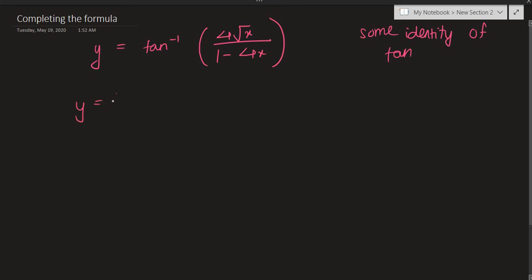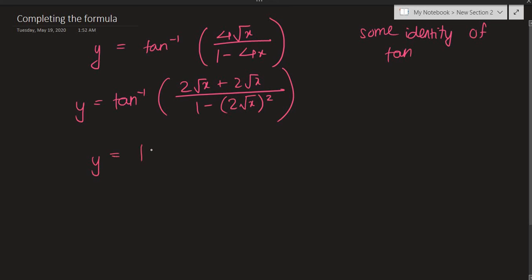So let's just rewrite this thing. We have the tan inverse of, well, what's 4 times the square root of x? It's 2 times 2 times the square root of x. We have 1 minus 2 times square root of x, the whole thing squared, right? Because that's exactly what 4x is. When we square this, we have 4 times square root of x squared, which is x, so 4x. So we can write this as the inverse tangent of 2 times 2 root x divided by 1 minus 2 root x, the whole thing squared.